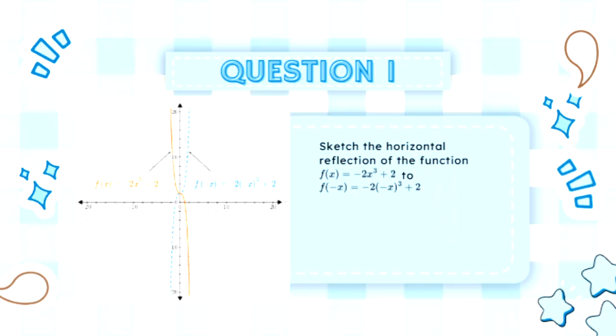Boom. Okay, that's what it's going to look like. This is our original, and the reflection is the exact opposite. All of the y values stayed the same. All of the x values became their opposite sign.